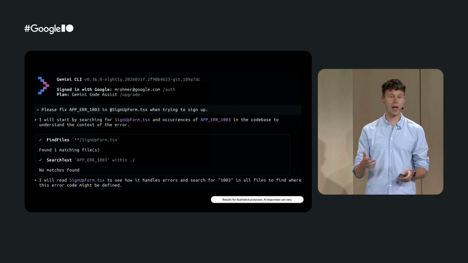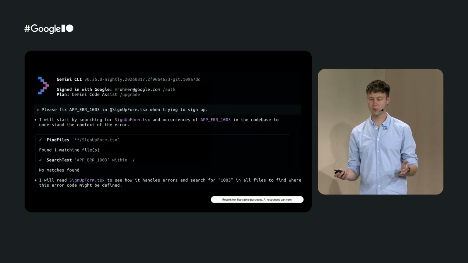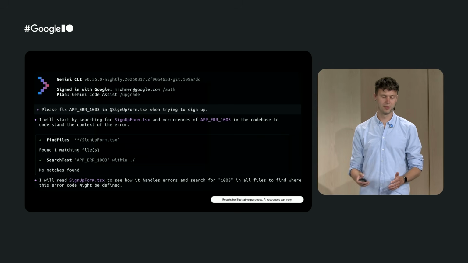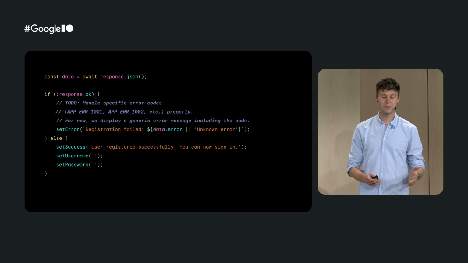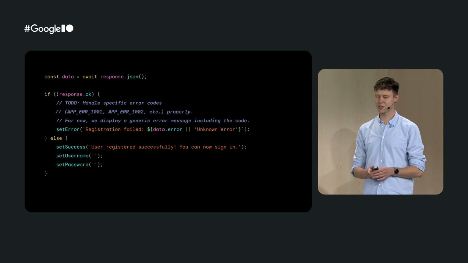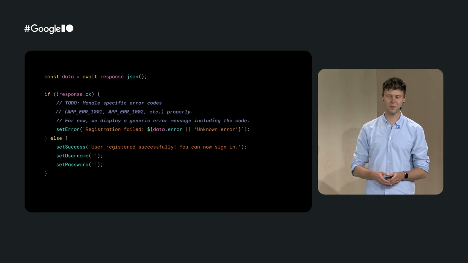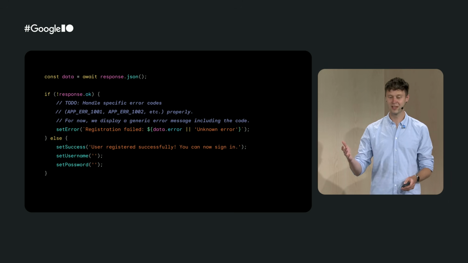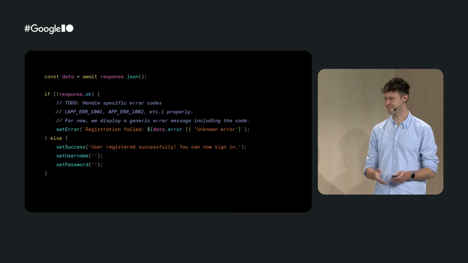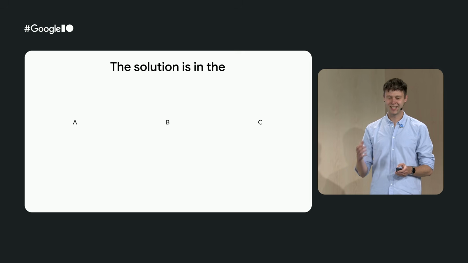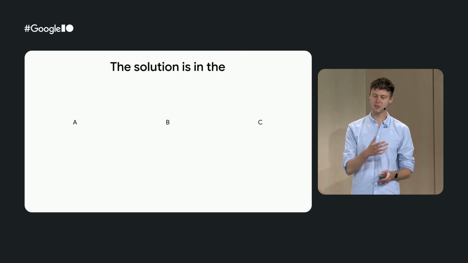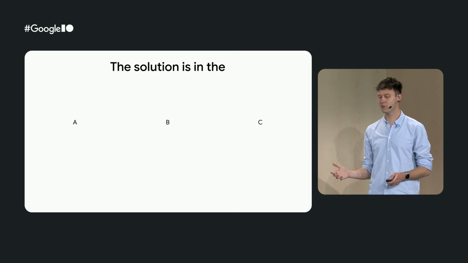It will search for app error 1003 across the code base and then just spiral. If it got lucky, after some digging, my coding agent might find this lousy to-do comment I left for it: "To do, handle specific error code." Excellent, right? Little does my coding agent know that this solution is actually not too far.